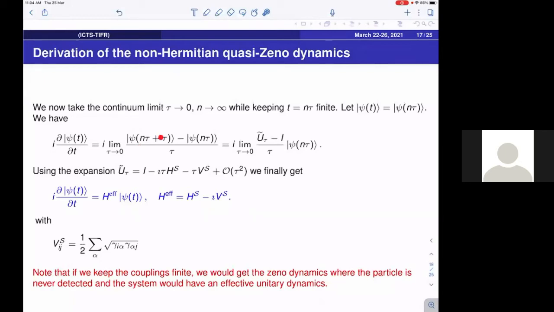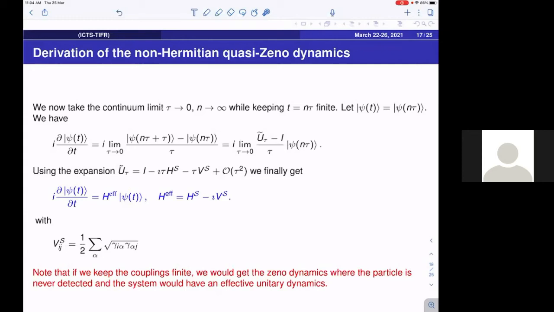Now this wave function is given by u tilde times the previous wave function. So I can write this as u tilde minus the identity operator, divided by tau, acting on psi. And I want to take the tau going to 0 limit. Then I have this expansion, and because I'm dividing by tau, the tau square and higher-order terms go away. So I can precisely take the tau going to 0 limit, and this is an exact equation in this limit.